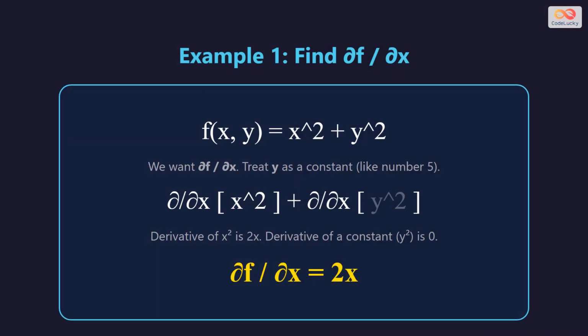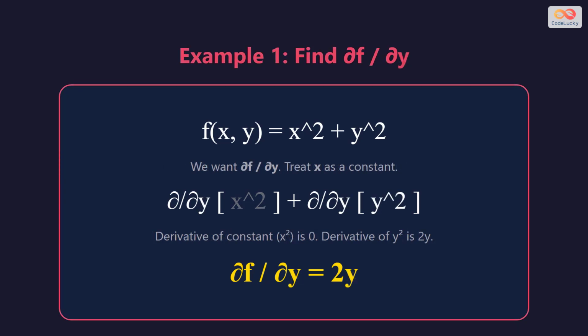Let's calculate one. Here is the function f equals x squared plus y squared. To find the partial derivative with respect to x, we treat y as a constant number, like 5 or 10. The derivative of x squared is 2x. The derivative of y squared, since it is treated as a constant, is 0. So the answer is simply 2x.